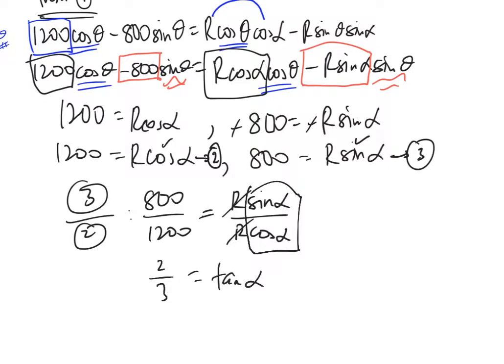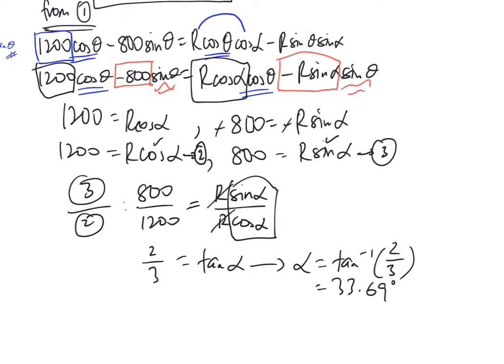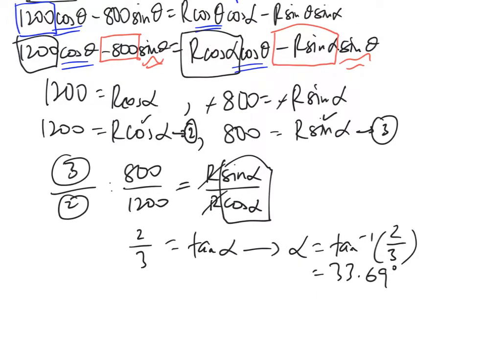From here, very quickly, we can find the value of alpha, which is just tangent inverse 2/3. That will give us a value of 33.69 degrees. The next challenge for us is to find the value of r. Again, we need to somehow work with a trigo formula to help us find the value of r.